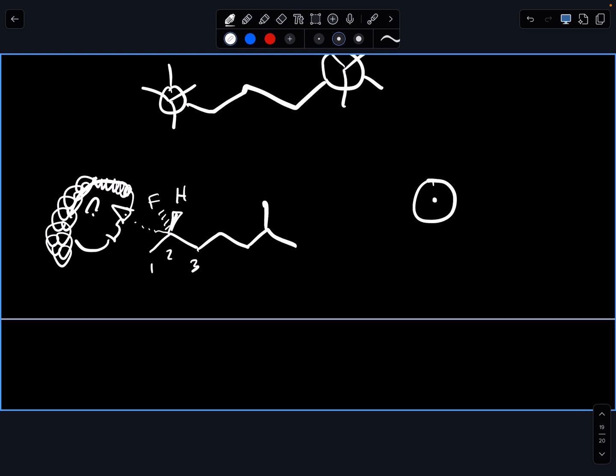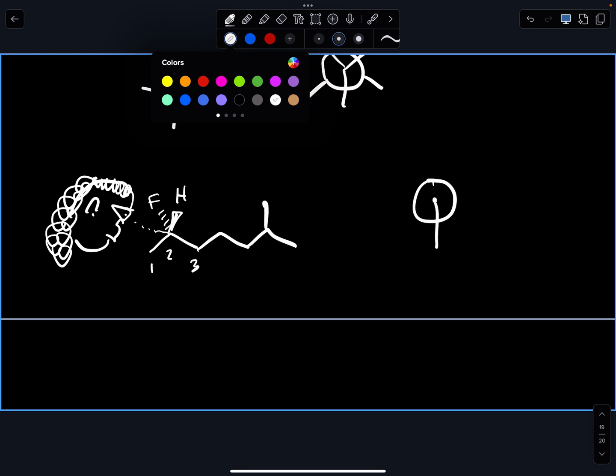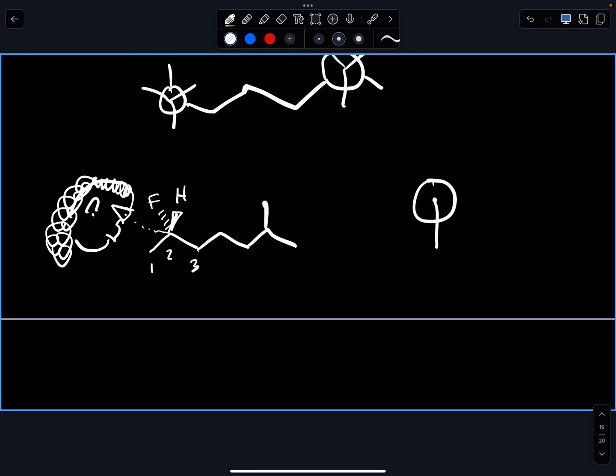So carbon 2 is in front. From that vantage point, going straight down would be the CH3. We could either write the CH3 out, or we could just leave it as a line. If it's a line, it's implied that the end is a CH3. It's got a fluorine on the front carbon going off to the left, and off to the right would be the hydrogen.